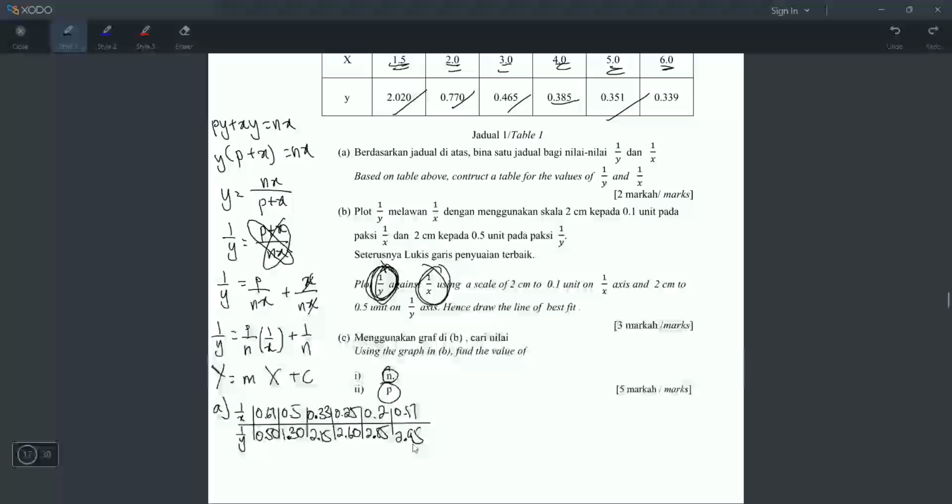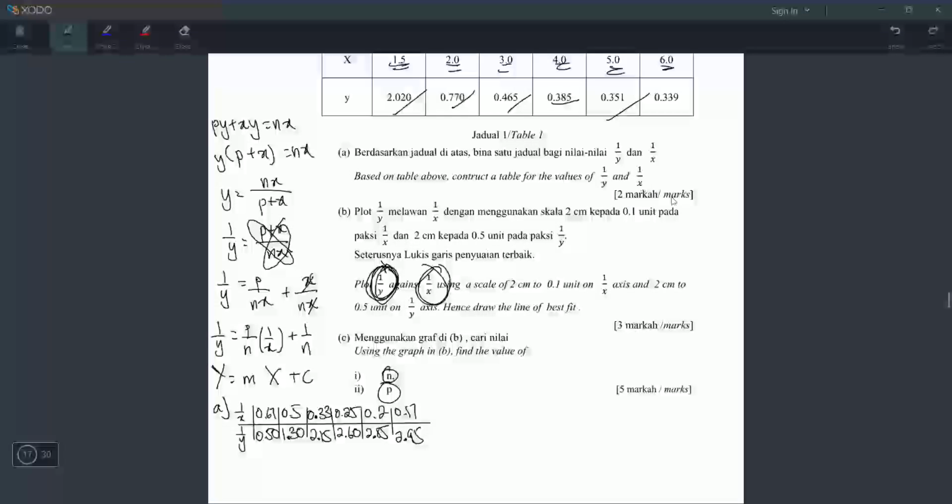So I don't think I have to teach you this lah. You just press, right? So that's how you do it. Okay, let me check. 1.0, 2.15, 2.85. Okay, after you plot all this, then you get 2 marks, right? And then B asks us to plot this one against this using a scale of 2 cm to 0.1 unit on the x-axis, 2 cm to 0.5 on the y-axis, then draw the line of best fit. Okay, now we have to draw the graph, right?